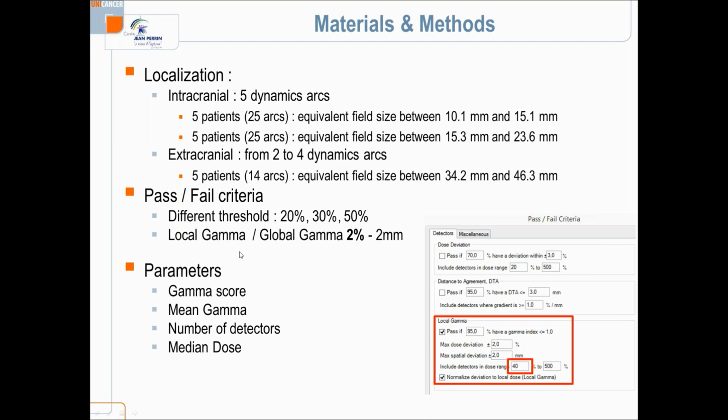And we also compare local gamma versus global gamma with 2% in dose deviation and 2 millimeters in distance to agreement. Several parameters were tested for the study treatment plans. For the analysis, we chose 4 parameters: the gamma score, the mean gamma, the number of detectors taken into account in the statistics, and the median dose.